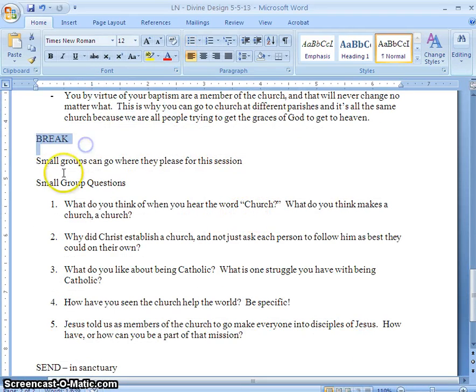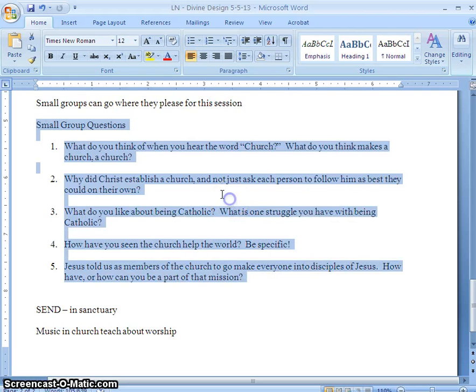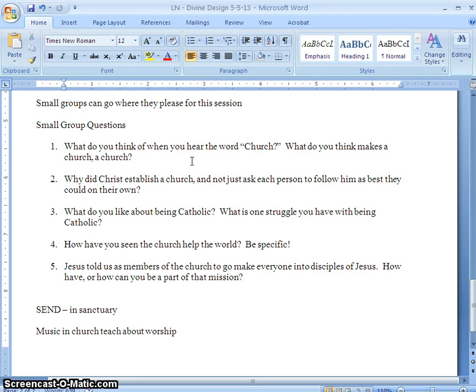Next, we have the break, and I have my note that the small groups can go where they please for the session. And then I rewrote the small group questions. They're still basically the same questions that are on the Life Teen Life Night outline. However, I rephrased them because I didn't think that the way they were phrased on the Life Night outline that the kids would get the point of the question. It was going to be too confusing, too broad. So the questions still basically ask the same thing. They're just reworded a little differently.